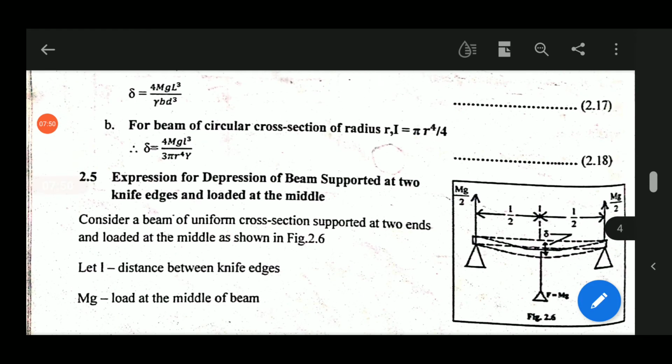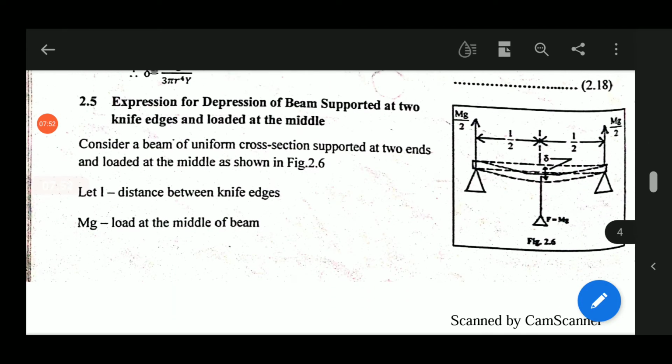Now we learn the second expression, that is, the expression for the depression of a beam supported at two knife edges and loaded at the middle. Here, consider a beam of uniform cross section supported at two ends and loaded at the middle, which is shown in this diagram.